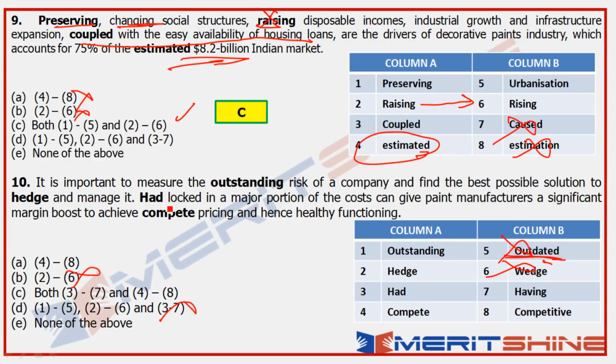Now, had locked in major. The first cannot be had, it has to be having. That's how you use a modifier or participle. Having locked in a major portion. So 3 7 is definitely true. And then 4 8, compete pricing, competitive pricing: significant margin boost to achieve competitive pricing. To compete pricing doesn't make sense. So 3 7 and 4 8 are perfectly fine. C is the answer here. Clear? 10th, C is the answer.